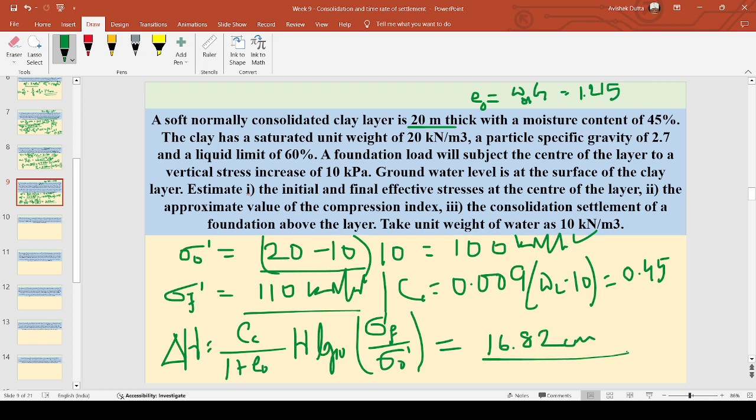Okay, I hope it is clear. So you can understand that basic index properties and soil classification are so important for the entire course of geotechnical engineering or soil mechanics, because we have index property formulas to find the settlement of soils during consolidation. Okay, I hope it is clear. I go to the next question.